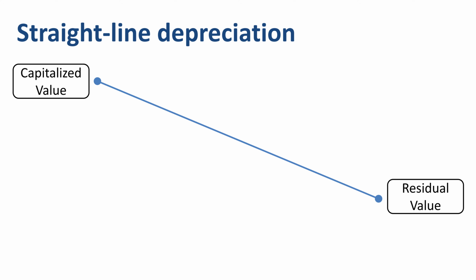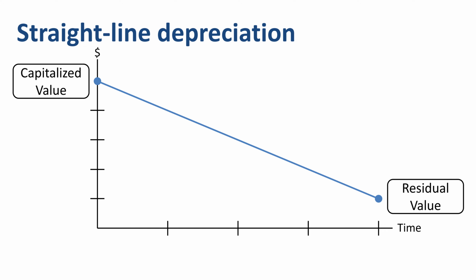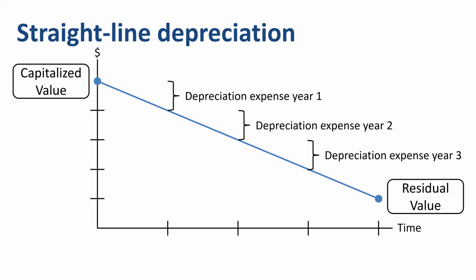The straight line in the graph represents net book value, which is the capitalized value minus the sum of the depreciation expense over the history of using the asset. In the straight line method, depreciation expense is the same amount every year. In this example, we go from capitalized value to residual value in 4 equal steps.